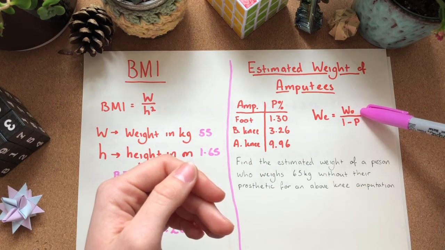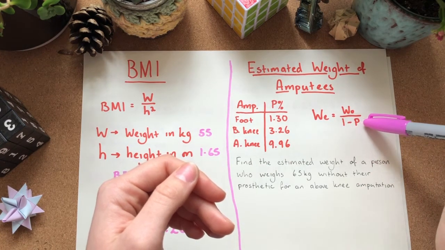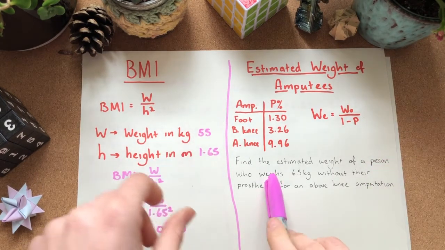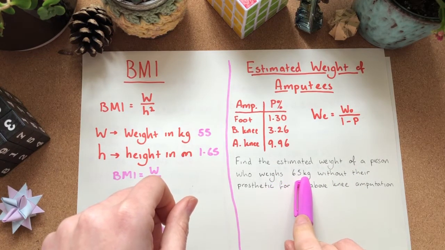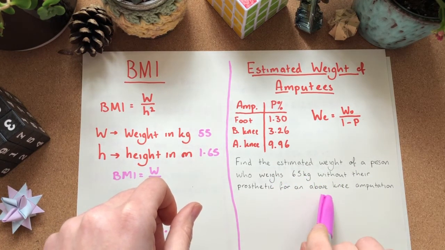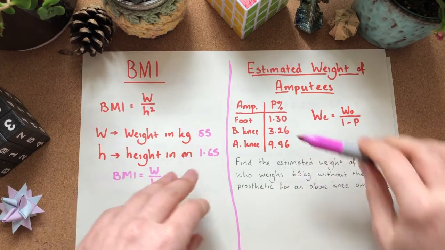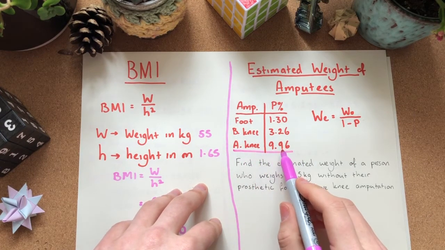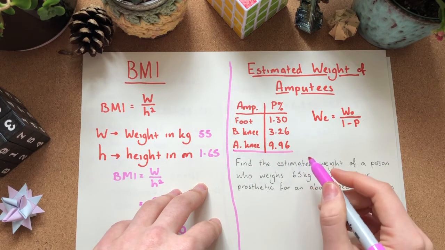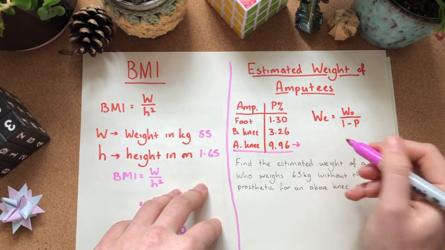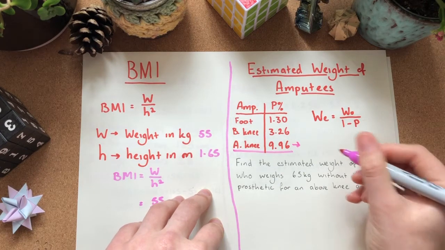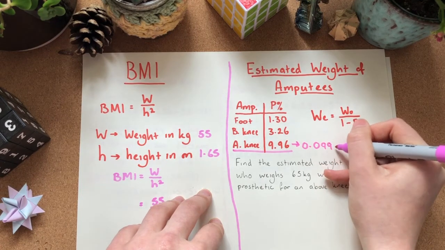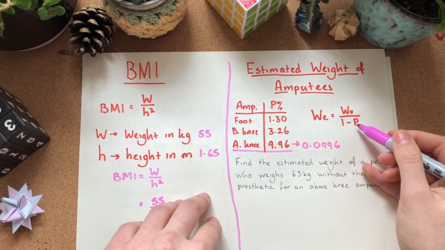their weight without the prosthetic divided by 1 minus the percentage, but that would be as a decimal. So this is quite a challenging question here. It says, find the estimated weight of a person who weighs 65 kilograms without their prosthetic for an above knee amputation. So first thing we do is we go to the table and locate the above knee amputations. So that's going to be this one here, about 9.96% of their body weight. If I were to convert that to a decimal, you can do it in your head just now, it's going to be 0.0996. That is what we're going to substitute in for P here.